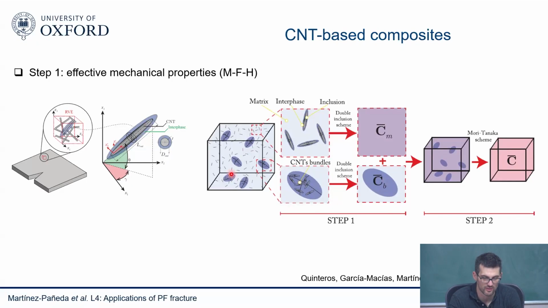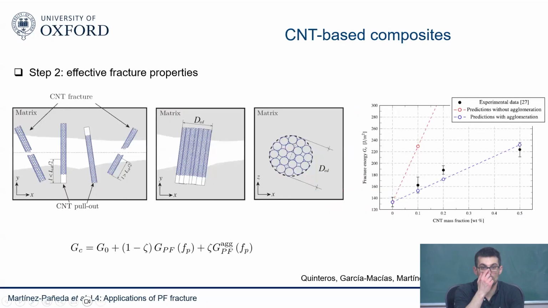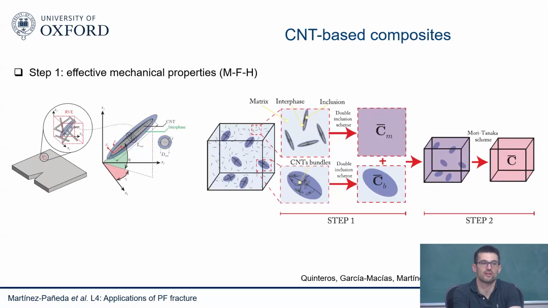So this is what you see here. You have two homogenization steps, the double inclusion scheme and then the Mori-Tanaka scheme. And then we also included the fracture property. So this was a first step. This is a kind of pre-processing step. You do this mean field homogenization. We have a Python script. You do this before you run your phase field simulation, so that gives you some effective mechanical properties.